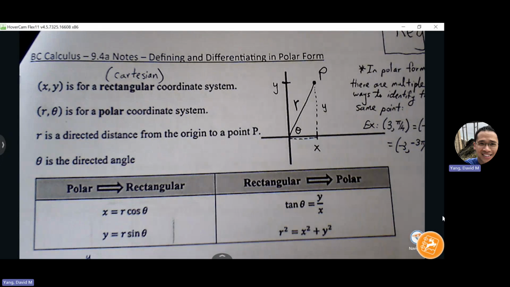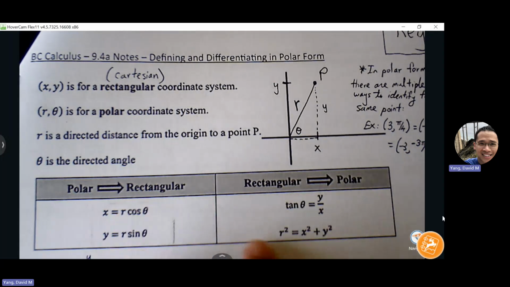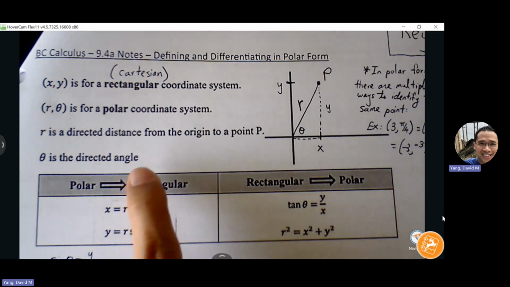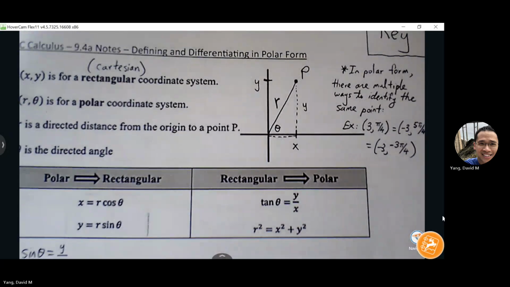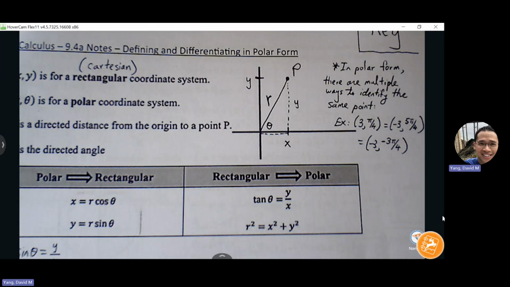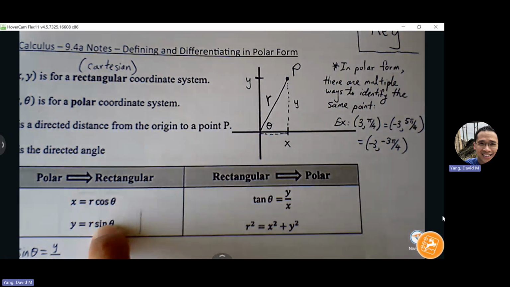Okay, so we've briefly talked about this. Just a bit of review from yesterday. XY is for a rectangular Cartesian coordinate system. R theta is for polar coordinate system. R is a directed distance from the origin to a point P, and theta is a directed angle. We talked about before how in polar form, there are multiple ways to identify the same point. In fact, we have an infinite number of ways to identify the same point because we have infinitely many coterminal angles.